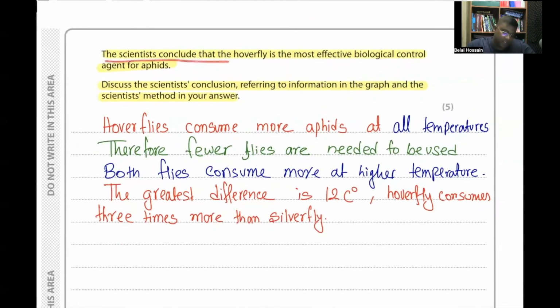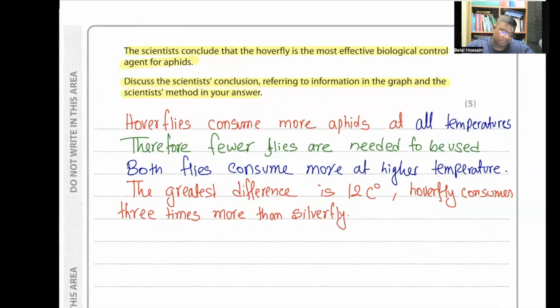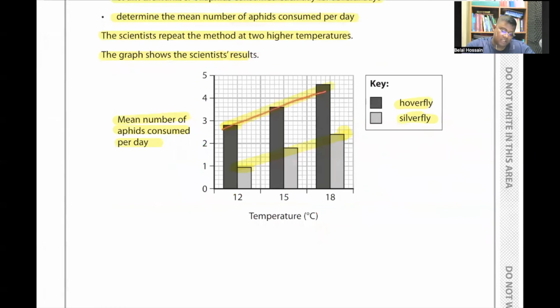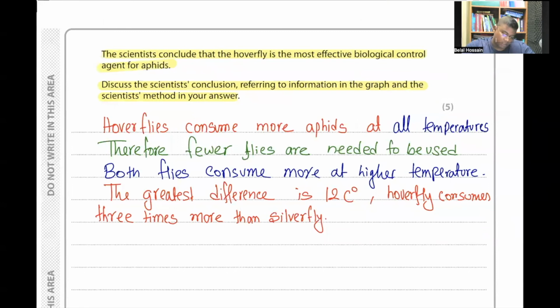The scientists conclude that the hoverfly is the most effective biological control agent for aphids. Discuss the scientists' conclusion referring to the information in the graph and the scientists' method in your answer. Hoverflies consume more aphids at all temperatures, as we can see from the previous data. It always consumed a higher number of aphids at all temperatures. Therefore, fewer flies are needed to be used as a biological control.